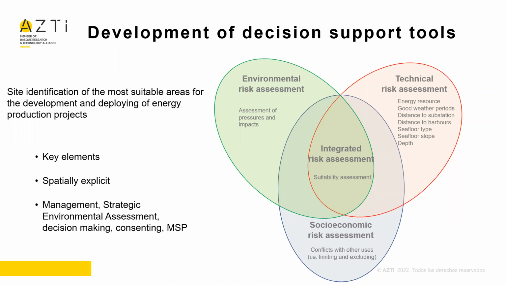As I said, in this case, we are approaching that dimension by analyzing the potential conflicts with other maritime activities. We are classifying maritime activities into limiting or excluding. So for example, where pipelines or cables are on the seafloor, they are considered as excluding for the establishment of wave energy projects, but there are other activities, for example fisheries, which would, to a certain extent, be limiting factors for the establishment of wave energy farms.